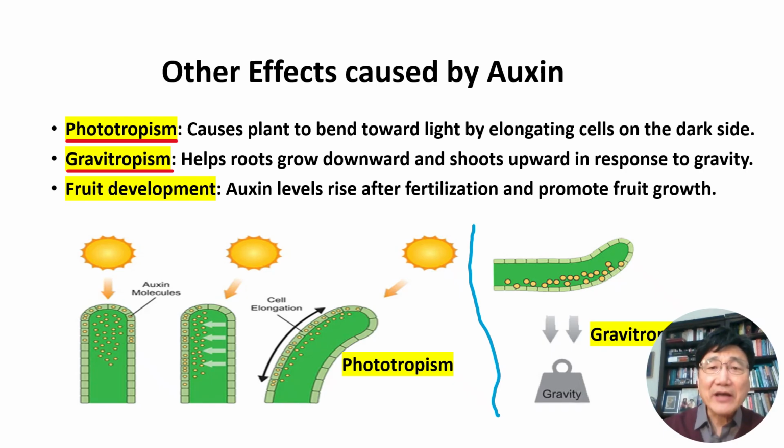There are other effects of auxin. One is phototropism. It's a physiological phenomenon in which auxin moves to the shade side and the stem bends toward light. The other effect is gravitropism, a plant's growth response to gravity. Auxin helps roots grow downward and shoots upward in response to gravity. In addition, auxin promotes fruit growth after fertilization.